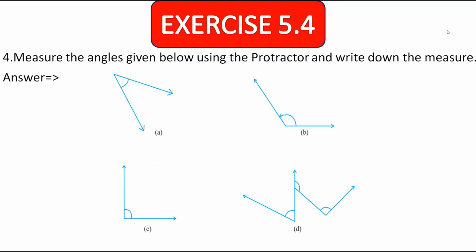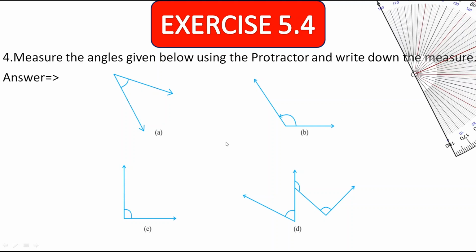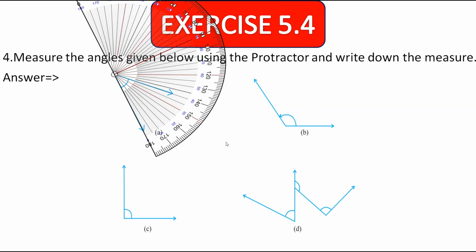Now let's measure the angle A first. So here I'll place the protractor. See here how I placed the conditions. You have to remember that the center point should come on that center only, and the base arrow should be placed exactly on the baseline of the protractor. Okay, means the baseline should be placed on 0 and this 180.